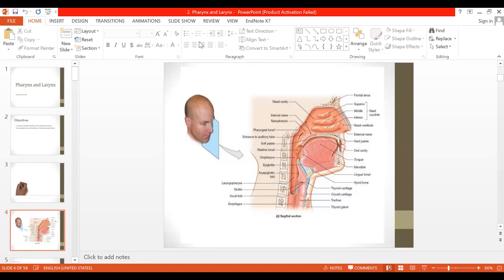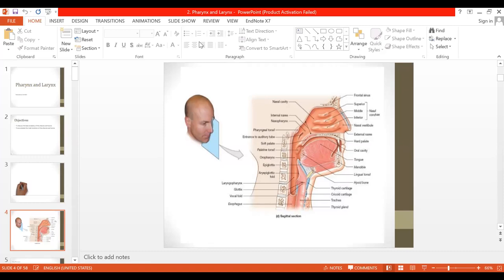The other clinical significance are the areas. In case a patient ingests or swallows a fish bone, it can either be stuck in the tonsillar pillars or tonsillar bed where the tonsils are, or the vallecula, the space between the base of tongue and the epiglottis, or the piriform sinus, that is part of the hypopharynx.